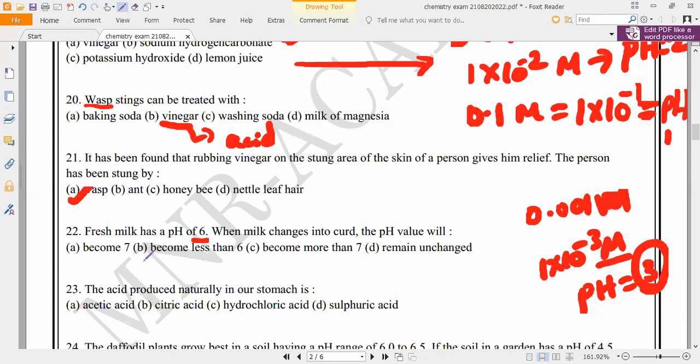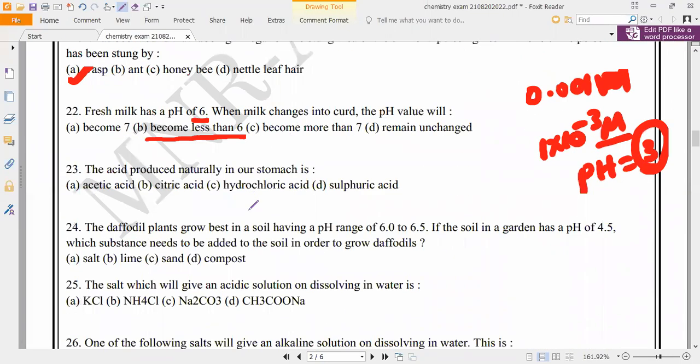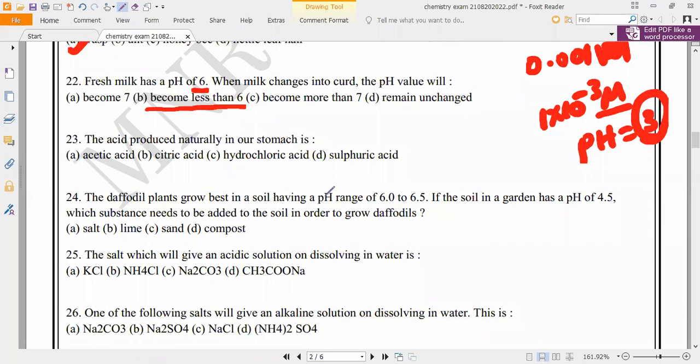Acidic nature will increase. Correct? Yes, sir. Next. The acid produced naturally in our stomach is hydrochloric acid.